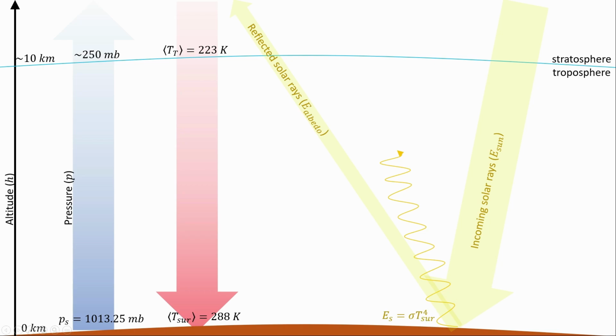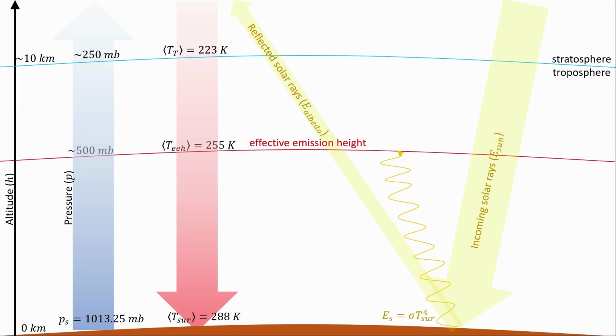But I have it stopping right here before it goes all the way up, because this is the so-called effective emission height. So that, like I said, has to be 255 Kelvin. So the effective emission height is at the temperature at which we need to radiate back out into space in order for the OLR to be equal to the energy coming in from the sun.